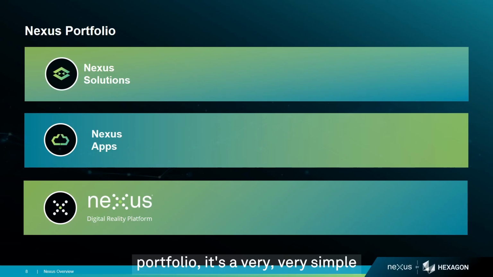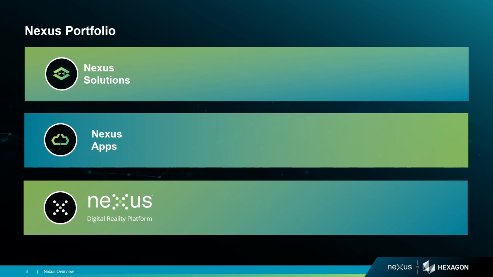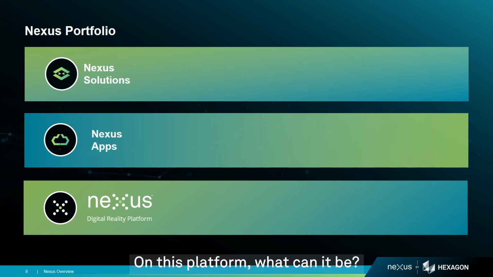In terms of the Nexus portfolio, it's a very simple portfolio when we talk about all these components here. But underlying is a technology platform we have developed. This technology platform has rich APIs and rich interfaces that anyone can use. As I mentioned, it's an open platform. So it's being used by Hexagon R&D. At the same time, we are working with partners who are also using this platform, as well as integrators. On this platform, what can it do?